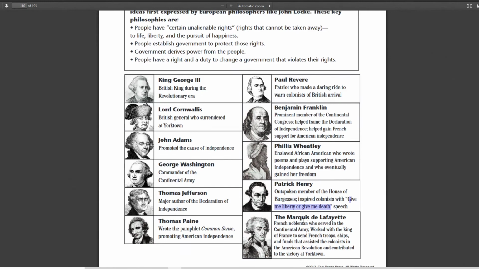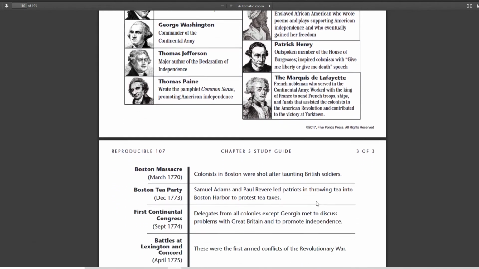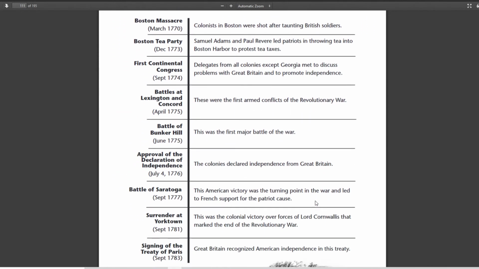And then Marquis de Lafayette, a young French nobleman, was very supportive of the American Revolution and contributed to the victory at Yorktown. He was with Washington for most of the time that the French and the Americans were together. Okay, and then we have our timeline here. I think you can see all of it. Not too many. It looks like a lot, but it really isn't.